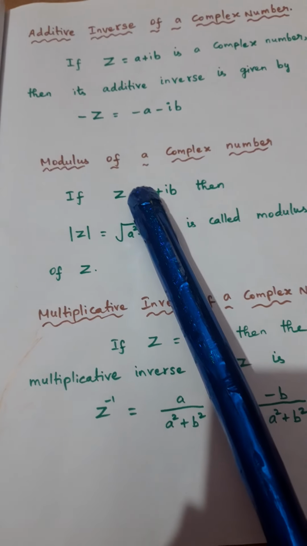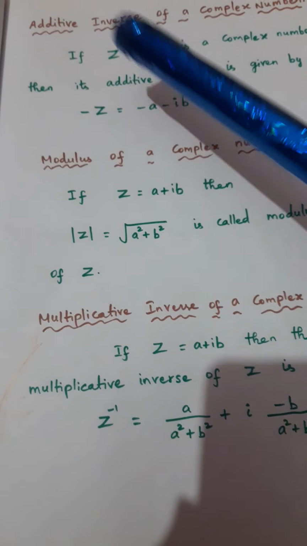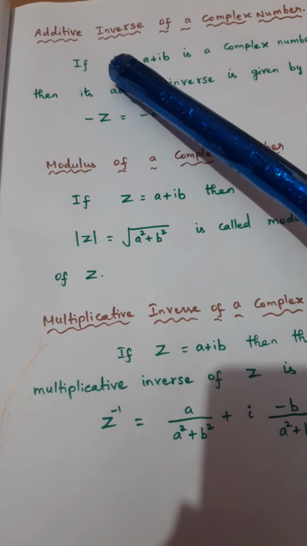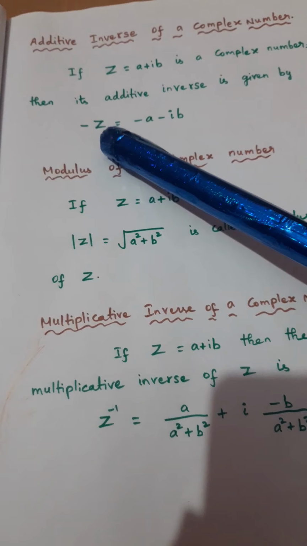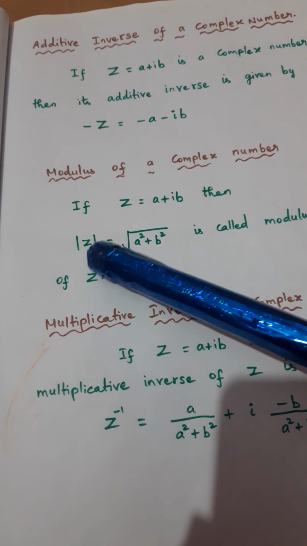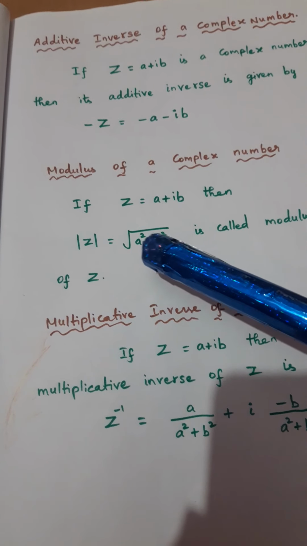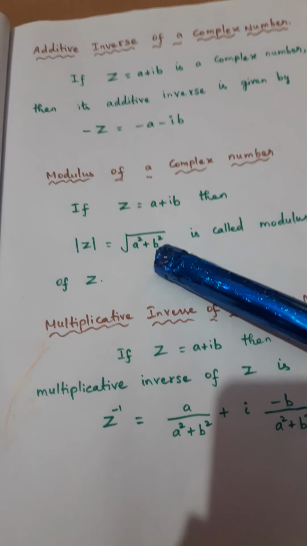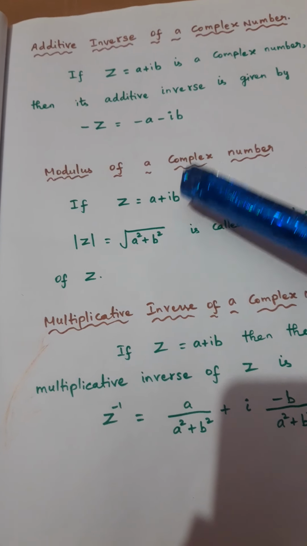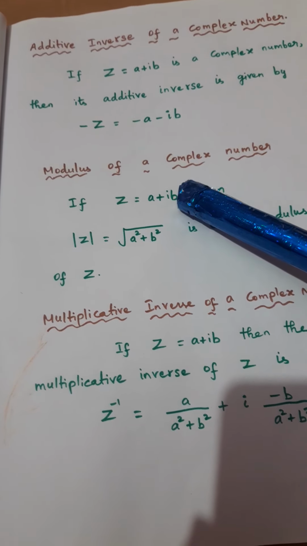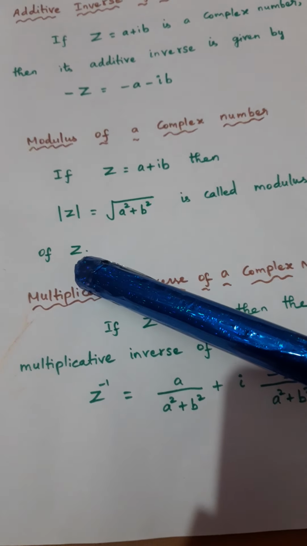Z is nothing but a complex number. So far you know two things. What is additive inverse? If z is a complex number, minus z is called the additive inverse of z. Second one, how to find modulus. If z is a complex number, modulus of z is calculated using this formula. In this formula, a and b are nothing but the real part and imaginary part of the complex number. If we calculate like this, that is called modulus of a complex number z.